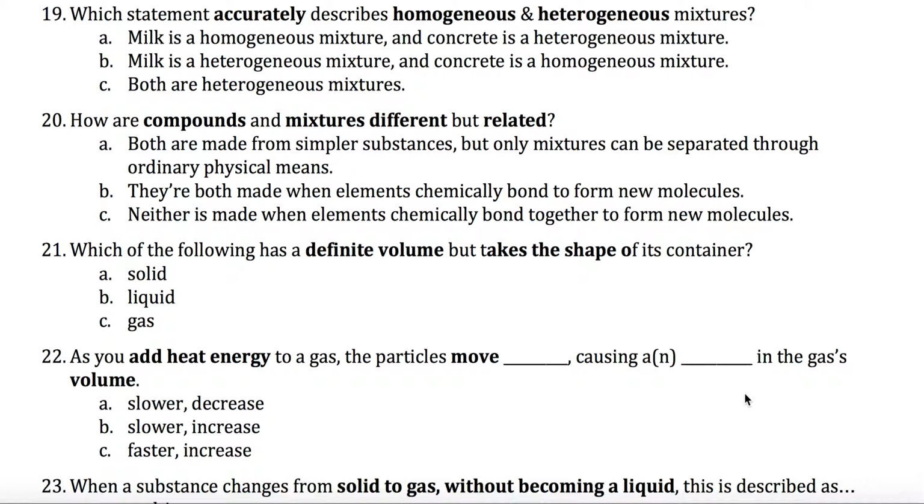Question 20. How are compounds and mixtures different but related? A. Both are made from simpler substances, but only mixtures can be separated through ordinary physical means. B. They're both made when elements chemically combine to form new molecules. C. Neither is made when elements chemically bond together to form new molecules.